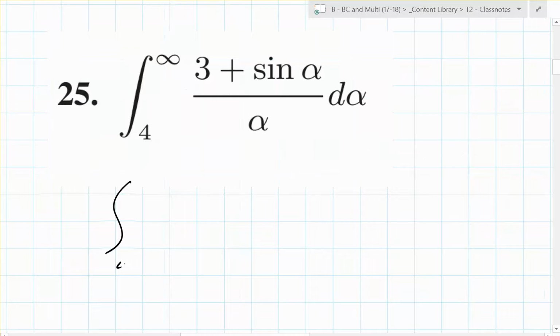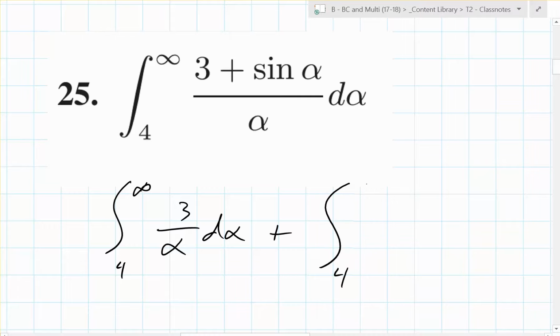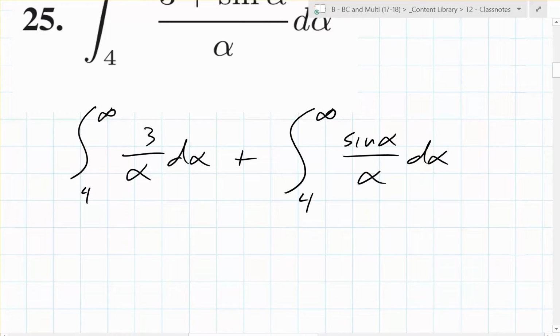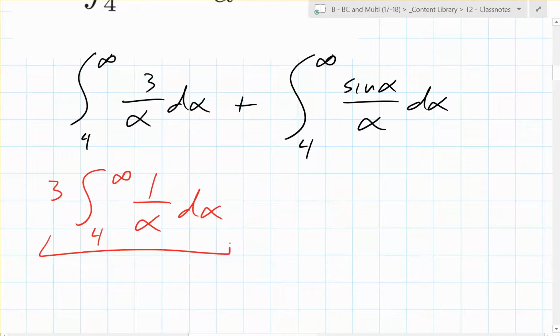You're going from 4 to infinity of 3 over alpha d alpha plus from 4 to infinity of sine theta over theta d theta, right? The first one obviously diverges. Does this one? So what happens? You have to be real careful here. This is 3 times the integral from 4 to infinity of 1 over alpha d alpha, and this one definitely diverges. Now you just have to be really careful because you can't just ignore the other part.